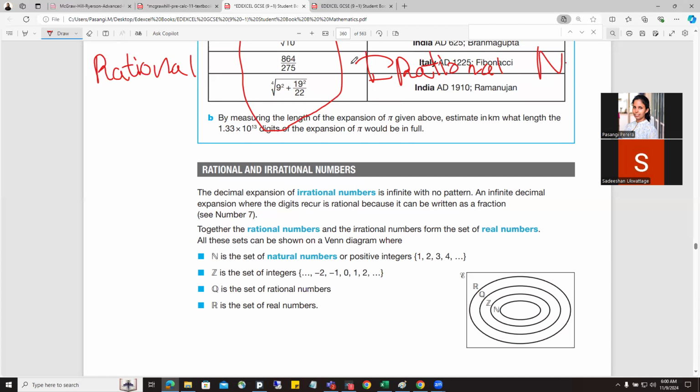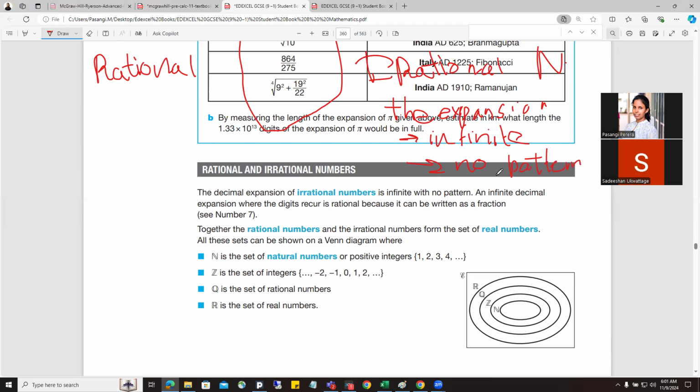The decimal expansion of irrational numbers is infinite with no pattern. If it's an irrational number, the decimal expansion is infinite. Infinite means there's no end, it will go on until infinity, it's not finite. So there is an infinite number of digits and also there's no pattern to identify.